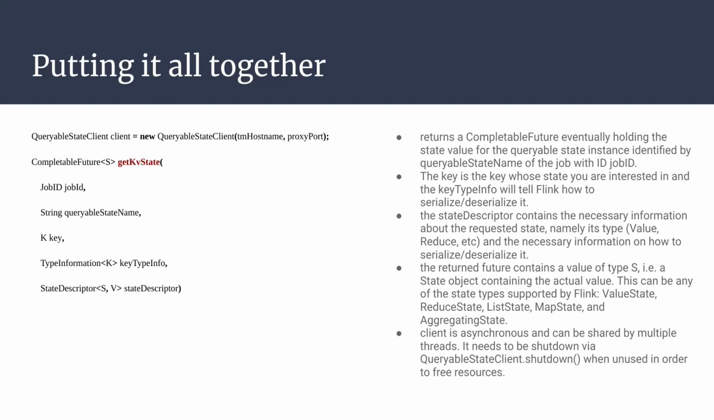There are a number of aspects around this. What it actually returns is basically a completable future with the state object holding all the stuff that you want. So the main gotcha here is the client is asynchronous. If you want to clean up these resources, you have to call queryable state client shutdown to free up resources.